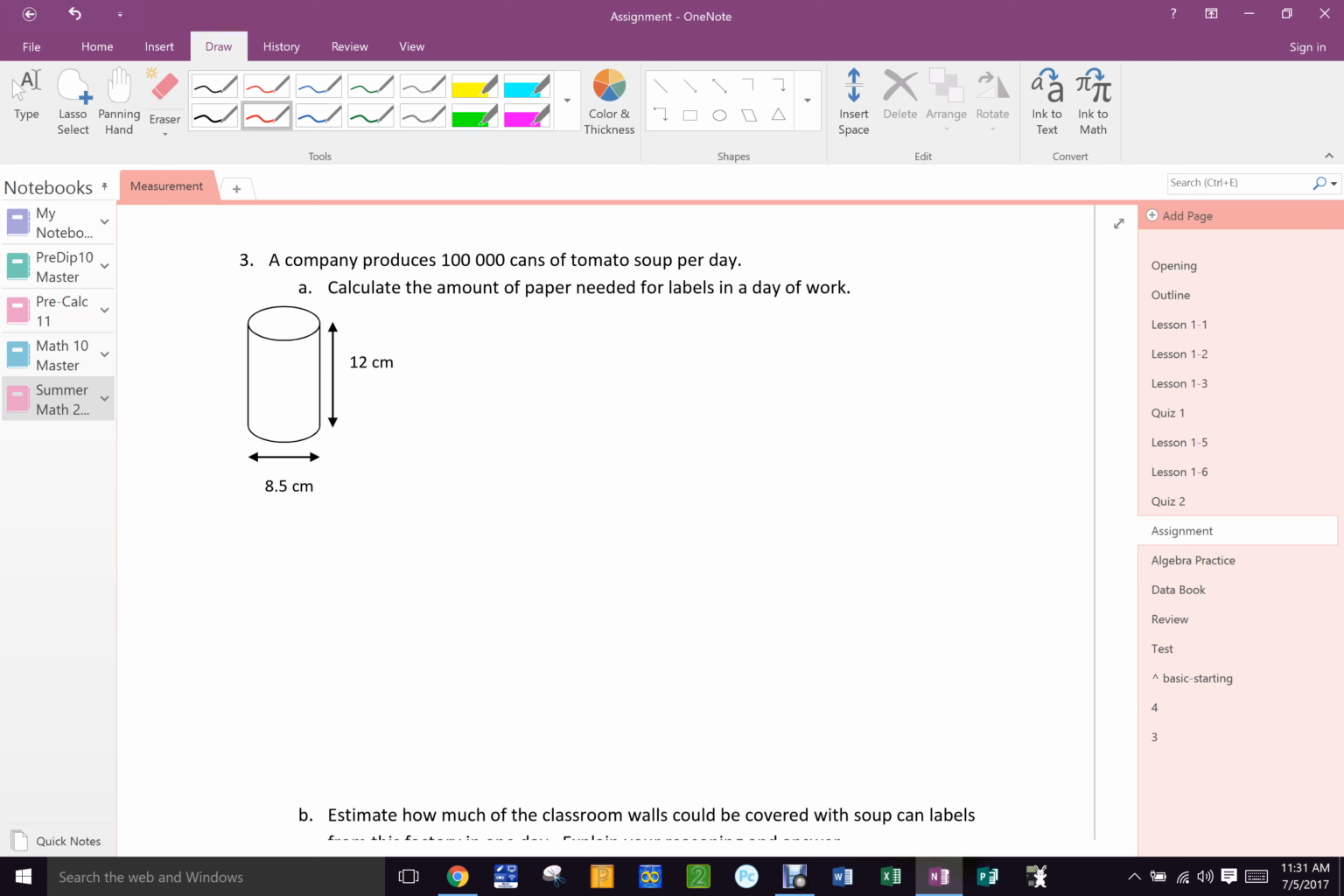I have an answer. No labels on the top and bottom. I know. You guys have seen a can of soup. The label's around the edge.